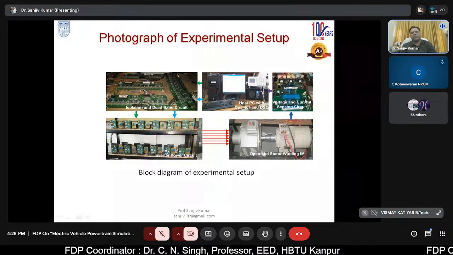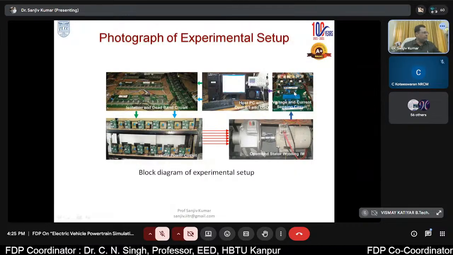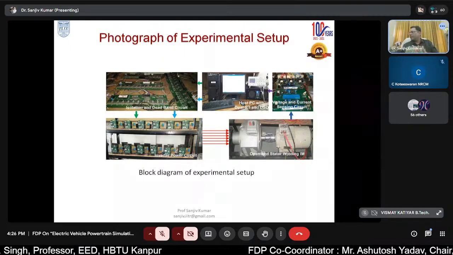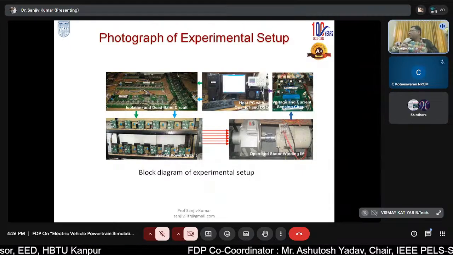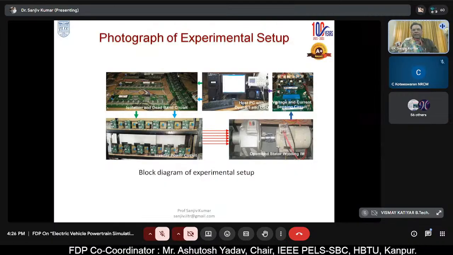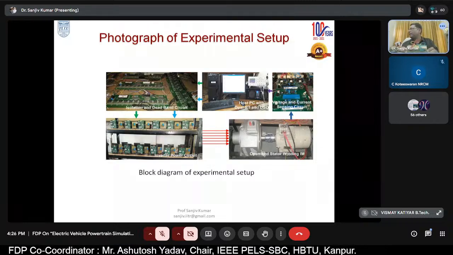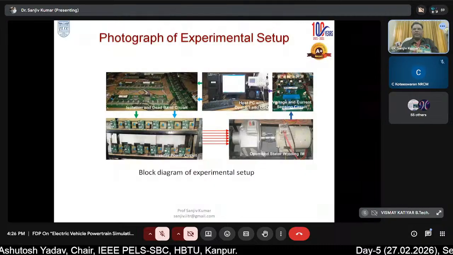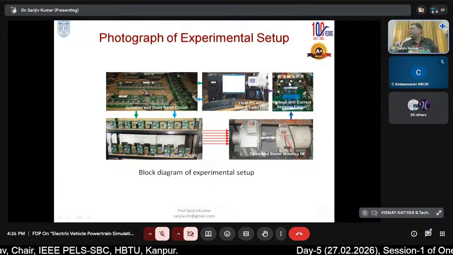You can see here the voltage and current sensing circuit. I'll show the real things. I hope it is visible. These are the current sensors. These are the Hall effect current sensors which are used in this. Here you can see.